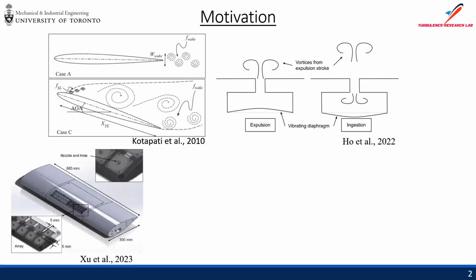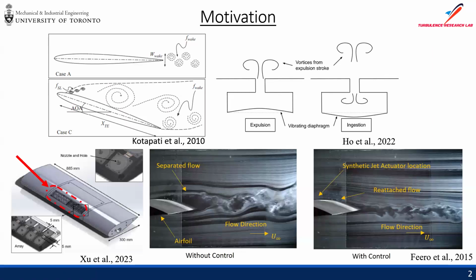Now, the way to apply these is to have an array of them close to the leading edge of the airfoil, just upstream of the baseline separation point. This could also be done with a slot-based or other type of SJA. Here is some smoke wire visualization from the lab in the past, done with a slot-based SJA. We can see that with adequate flow control, we're able to suppress separation. The streamlines are a lot closer to the airfoil surface, and the size of the wake is also significantly reduced, especially in terms of height.